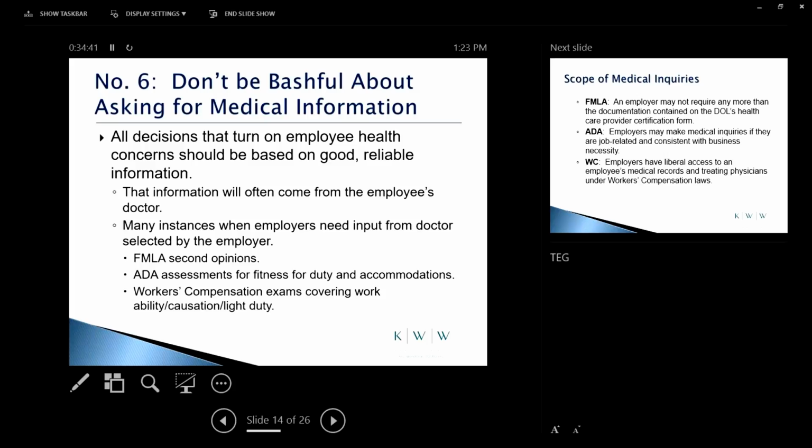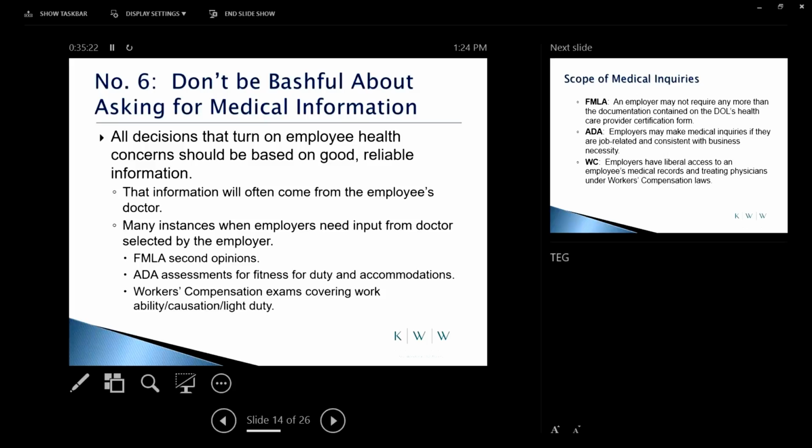Now, to be clear, when you get medical information about the employee through those channels, i.e. the ADA or FMLA, you are obligated to preserve the confidentiality of that information. But the ADA and FMLA do not prohibit you from making those inquiries in the first place. In fact, under the FMLA, it expressly provides that you can require the certification from the healthcare provider. And then under the ADA, you're allowed to ask for medical information or conduct a medical exam anytime it's job related and consistent with business necessity.